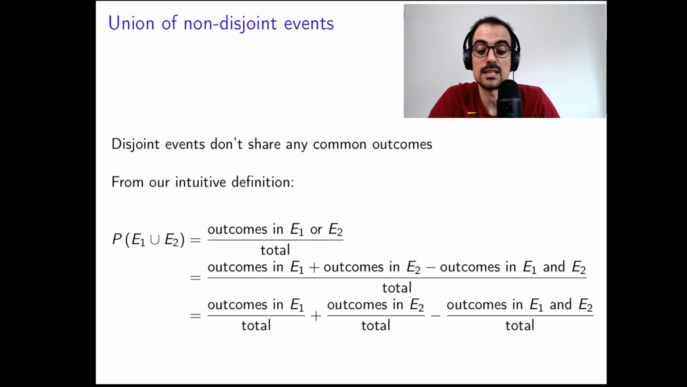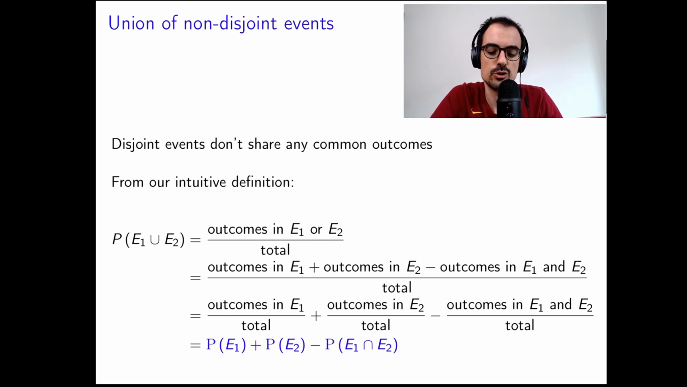This is the fraction of outcomes that are in E2, so it's the probability of E2 by our intuitive definition. And these are the outcomes that are both in E1 and E2, so it's just the probability of the intersection. Okay, so this is just derived from our intuitive definition. We think that the probability of a union should equal the sum of the individual probabilities, and we need to subtract the probability of the intersection. So this also gives us a formula for the probability of the intersection in terms of the union.